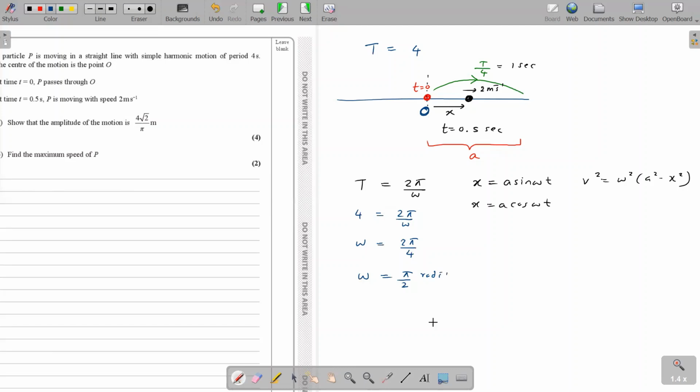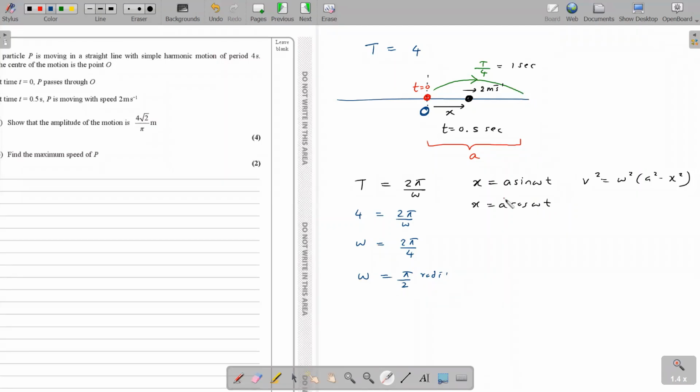Now what we need to do next is, you do realize your particle starts from the center. Now you have two equations, x equals a sine omega t and x equals a cos omega t. So x equals a sine omega t works when you start your motion at the center, while x equals a cos omega t works if you start your motion from the amplitude, isn't it?